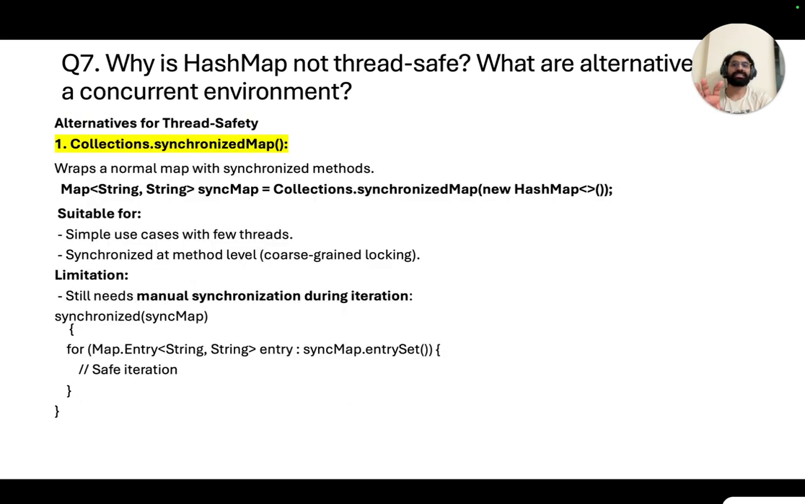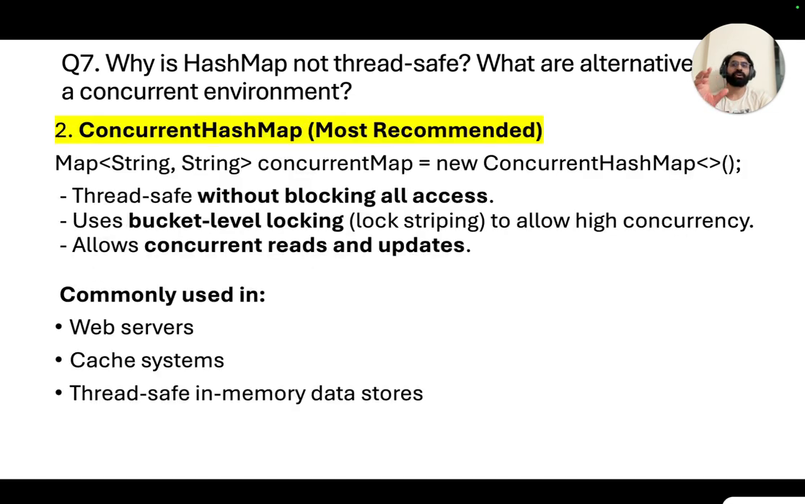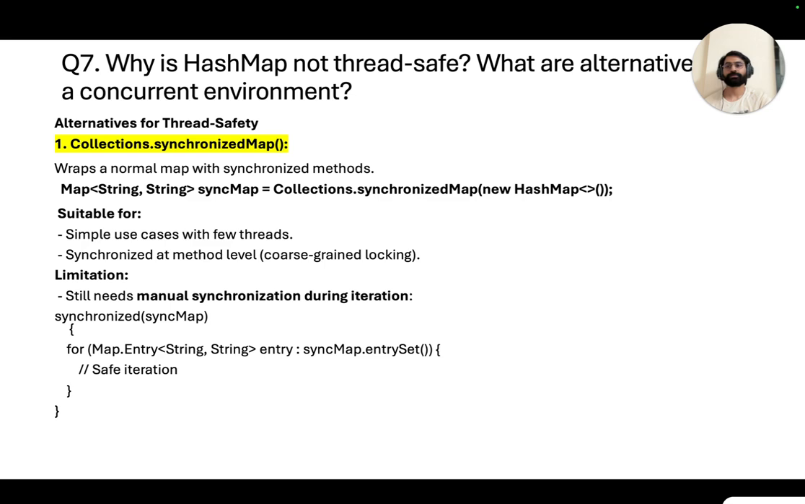But among these three, ConcurrentHashMap is more recommended. Why? Okay, so let's see that. Collections.synchronizedMap is used to wrap a normal map with synchronization.